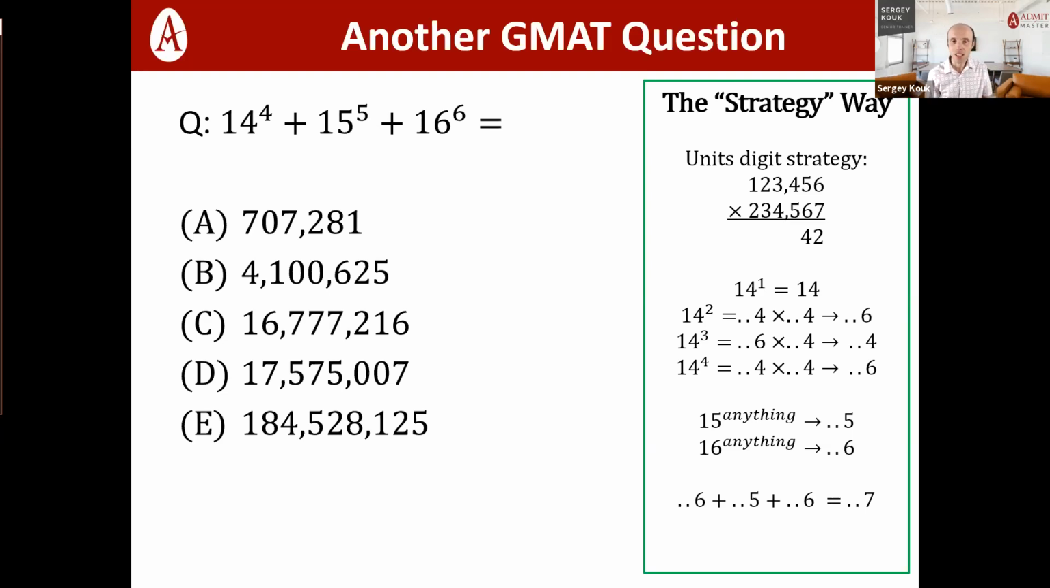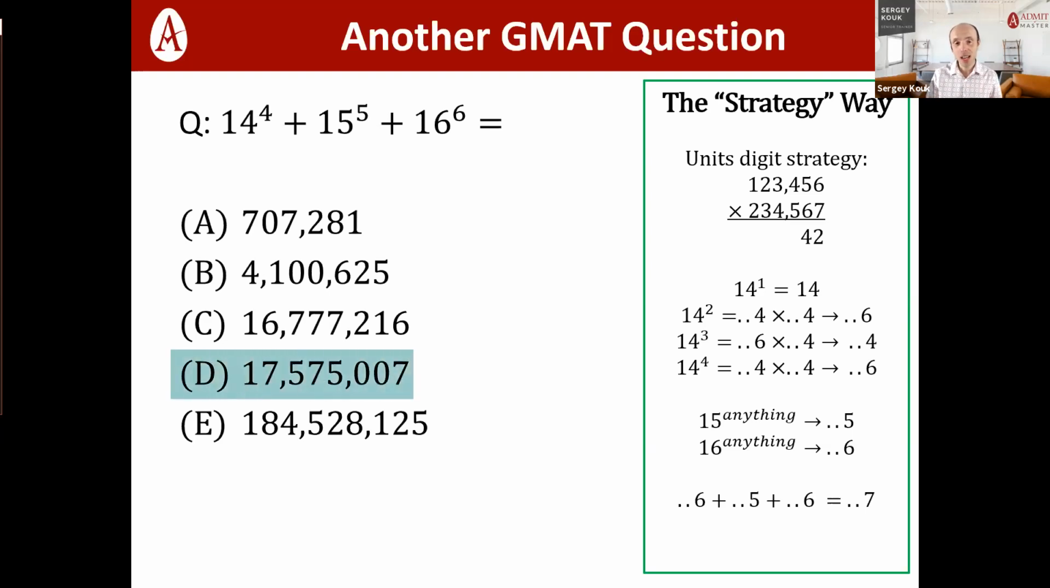And of course, because see, 14, 15, and 16 are numbers that are pretty close to each other. But 14 to the 4, 15 to the 5, and 16 to the 6 are actually very different. If you remember what we did in the theory way, when we actually had to calculate, 14 to the 4 was about 30,000. And 16 to the 6 was 16 million. Huge difference. Which also brings us to another way of doing this question.